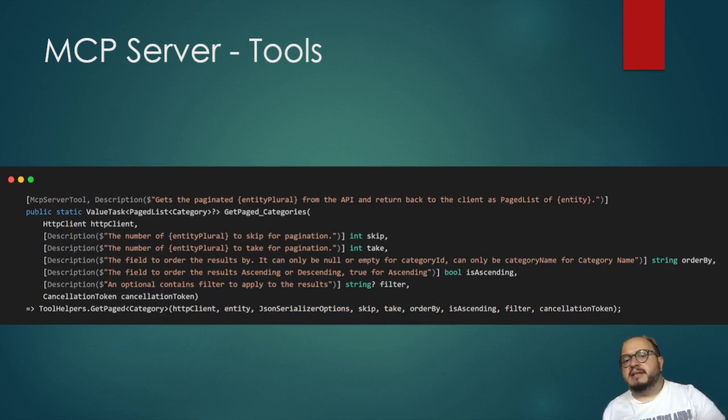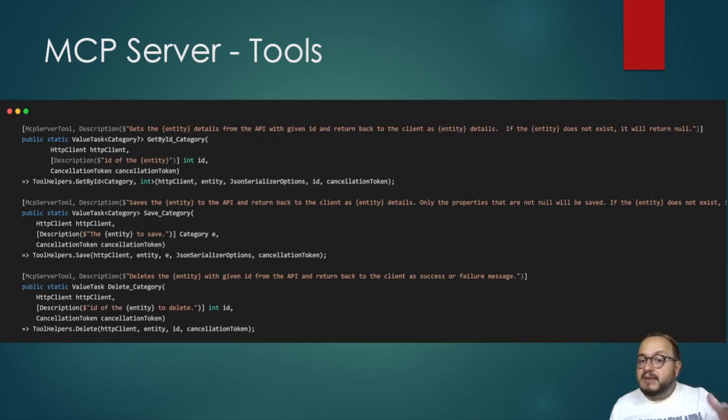Same way we can easily create a getPage method for categories. Return types are DTOs, as you can see. Same way we can easily create other methods like getById, save, and delete for categories.